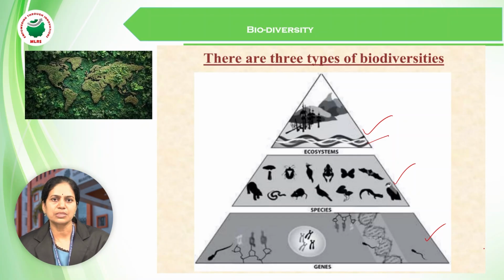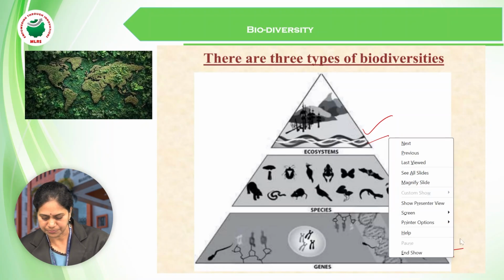All humans come under only one particular species. We call ourselves Homo sapiens, but we are different from each other. Why are we different from each other? Because of the combination of genes. So each one of us is different because of genetic variations. So that is what I mean by genetic diversity.